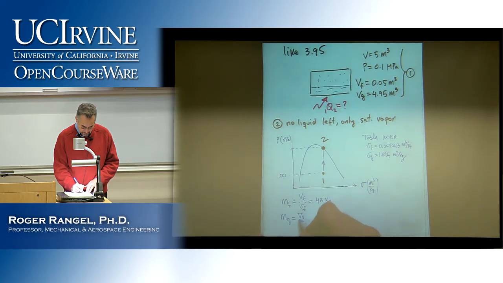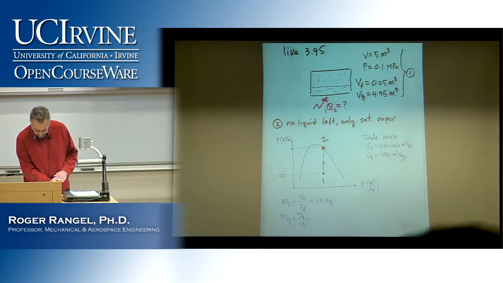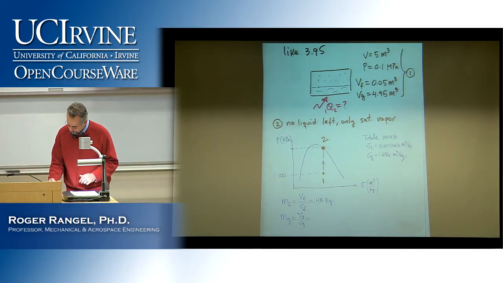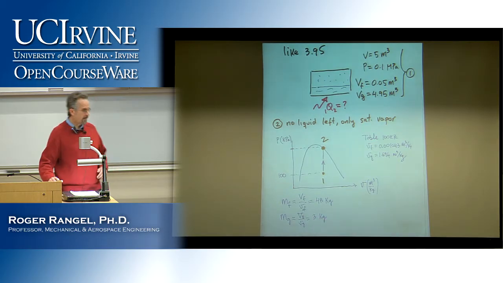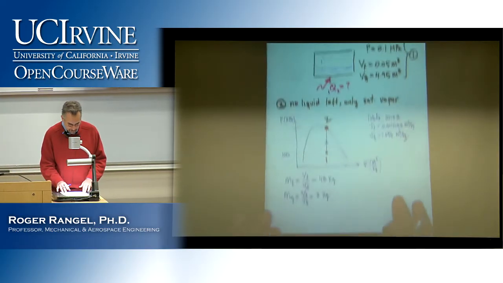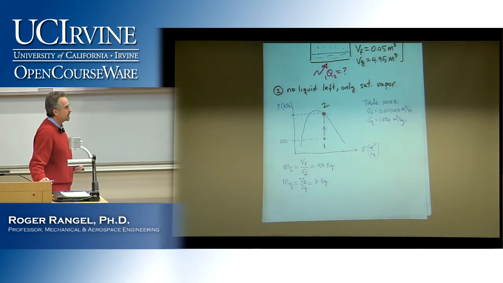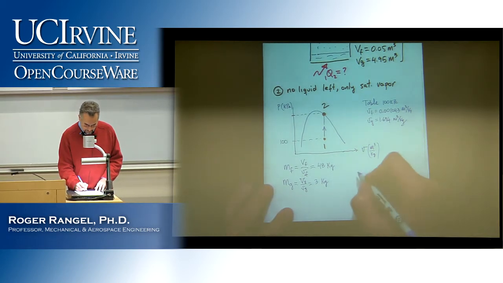And likewise, we can find the mass of vapor, capital VG over lowercase vg, and we have that. Again rounding, it's going to be 3 kilograms. I'm just rounding to no decimals. So as I told you, indeed, most of the mass is liquid. There is really very little vapor. So therefore, what's the quality?